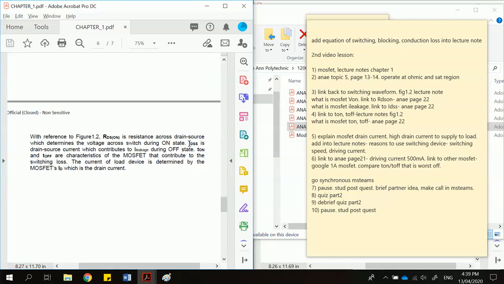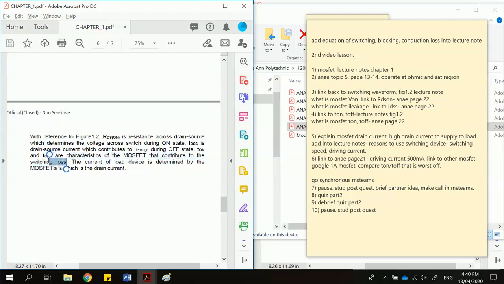Just now we spoke about IDSS. It's a drain-source current that contributes to leakage during the off state. We have actually mentioned that, the drain to source current. And then we also have mentioned T on and T off. T on and T off are characteristics of the MOSFET that contribute to the switching loss.